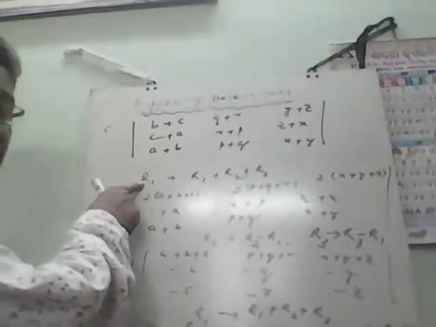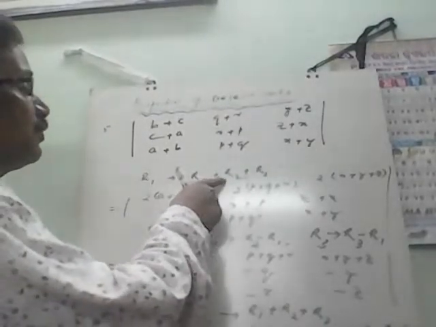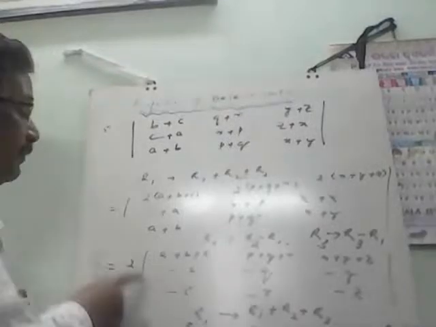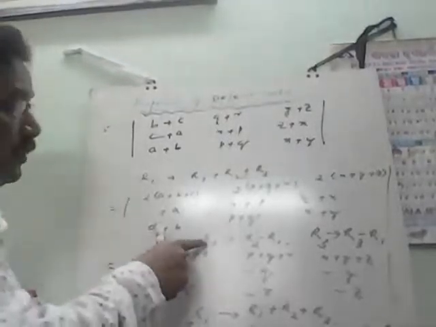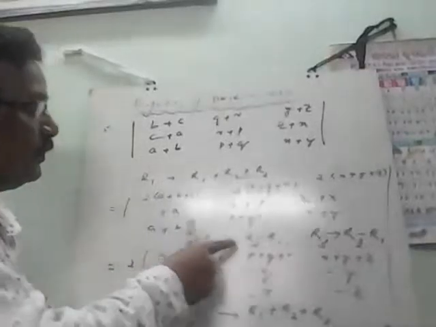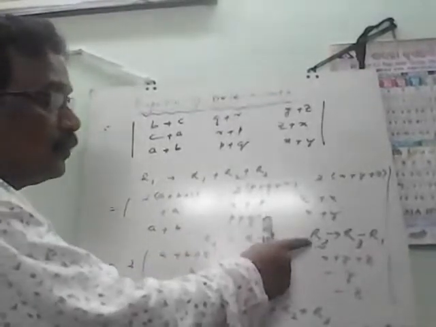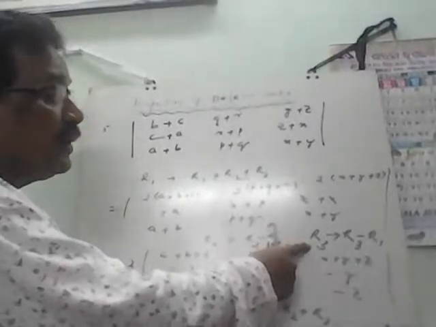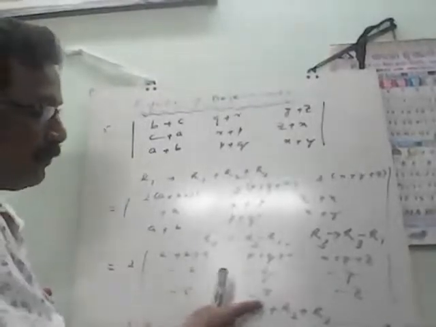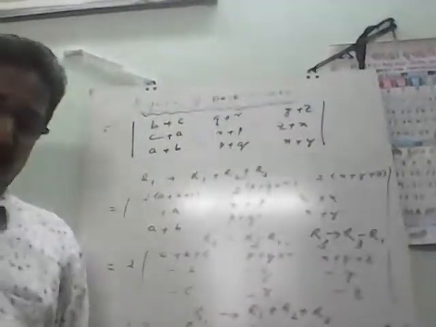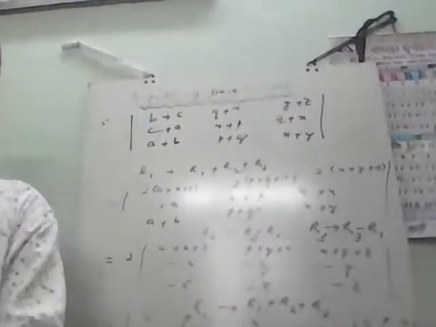So the important part is row 1 is replaced by row 1 plus row 2 plus row 3. Then next one is row 2 is replaced by row 2 minus row 1. Row 3 is replaced by row 3 minus row 1. And next one is row 1 is replaced by row 1 plus row 2 plus row 3. And then you take the minus common and you will get your result. Now you note it down, then proceed to the next page.